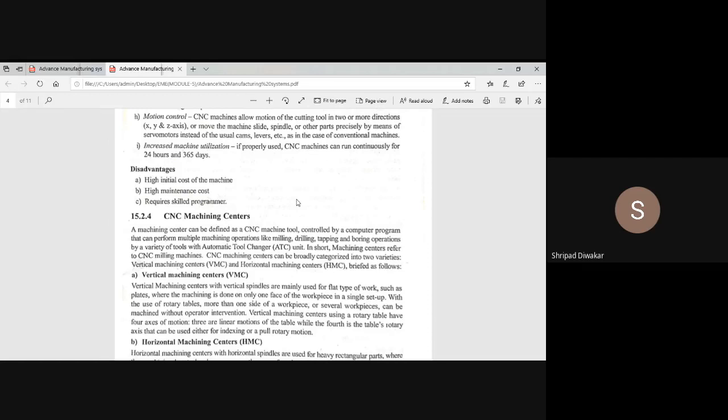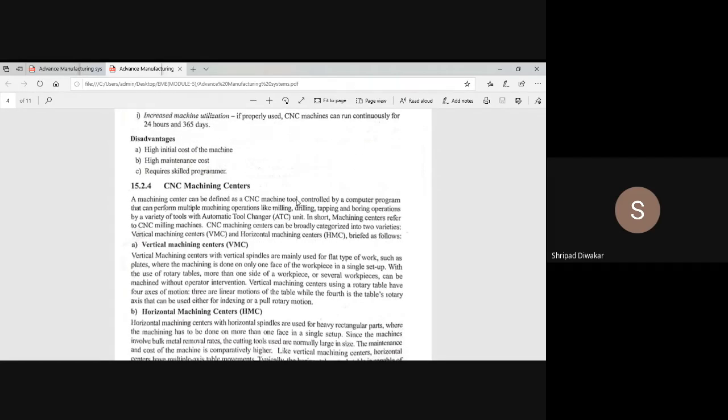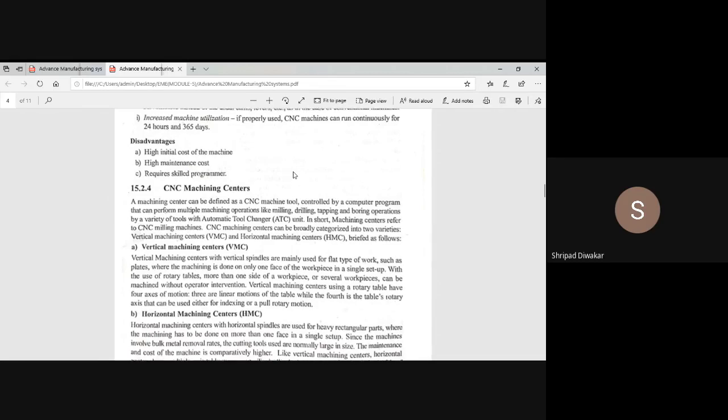Okay. Then increased machine utilization. So we can run CNC machine for the entire 24 hours and entire 365 days. So this is the increased machine utilization. These are the advantages of CNC machine.